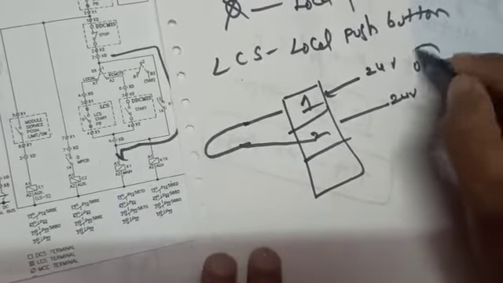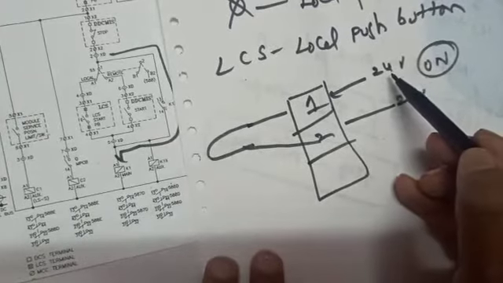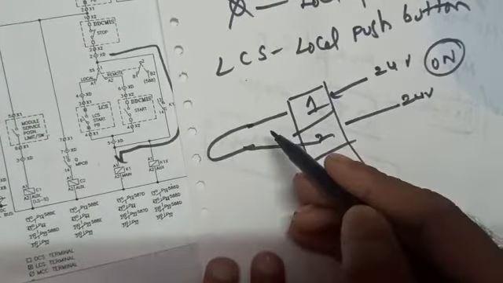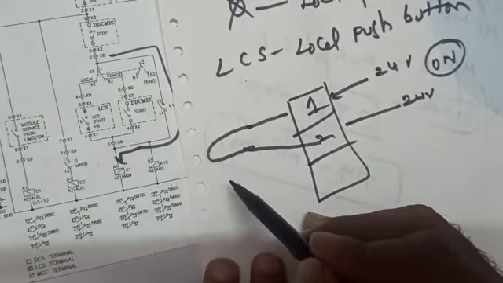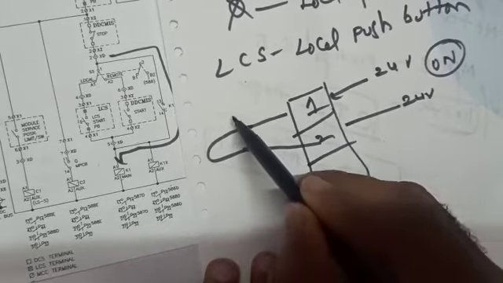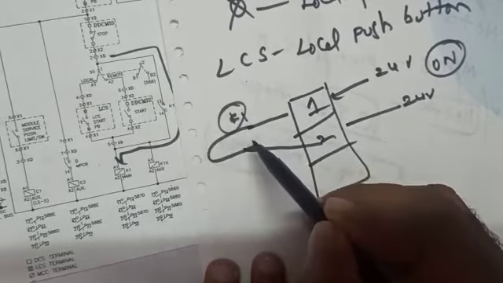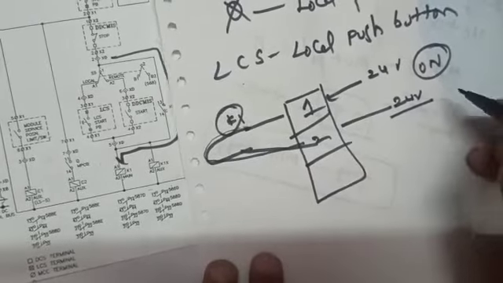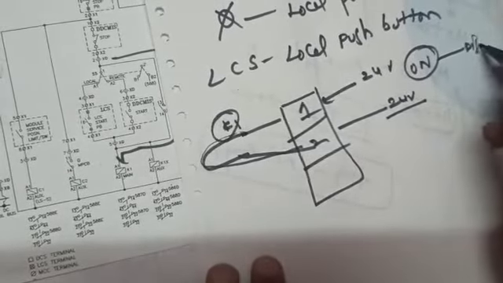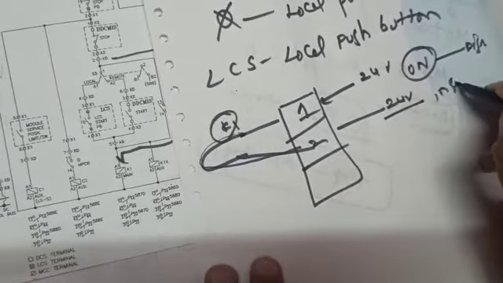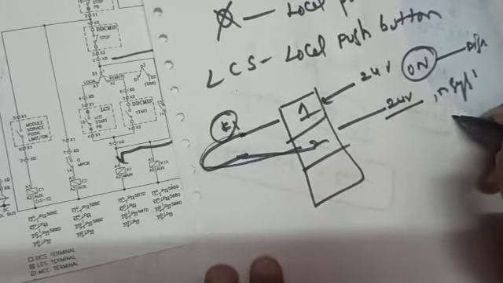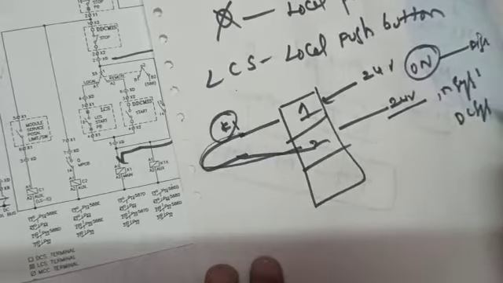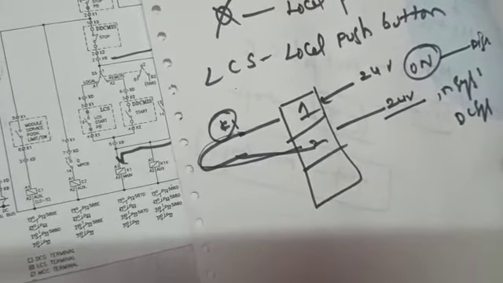Suppose for on indication, if you give 24 volts to the control circuit and the motor is on, the respective contactor in the control circuit will pick up NC and return to the 24 volts. Then on indication displays in the DCS system. In the DCS system, on indication will show. Okay.